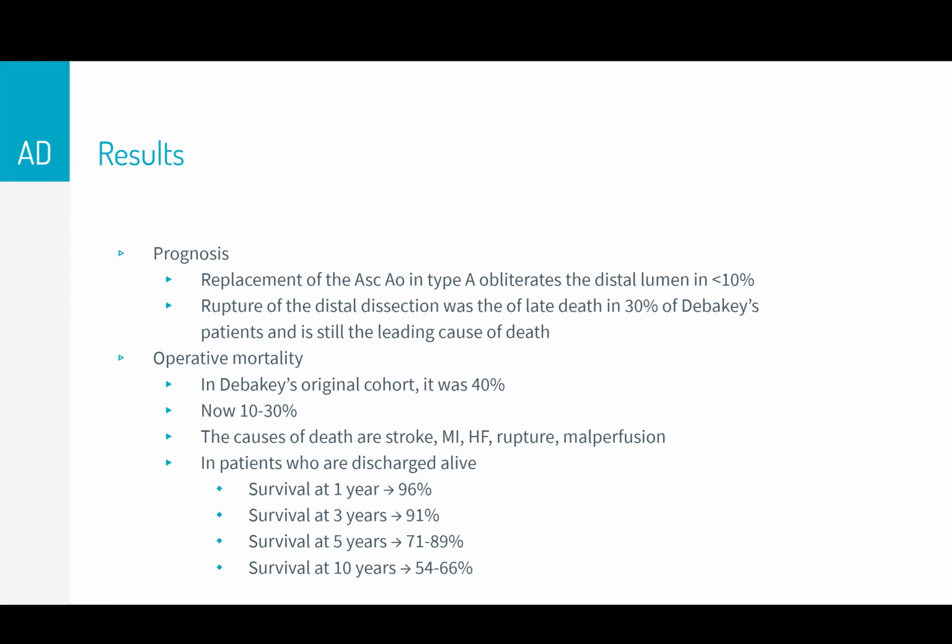The operative mortality, originally in the DeBakey's cohort, was 40%. Now it ranges between 10 and 30%. The causes of death are usually stroke, MI, heart failure, rupture, and malperfusion. In patients who are discharged alive after the repair, the survival rate after 1 year is 96%. Survival at 3 years is 91%, and the survival at 5 years is 71 to 89%, and at 10 years is 54 to 66%.